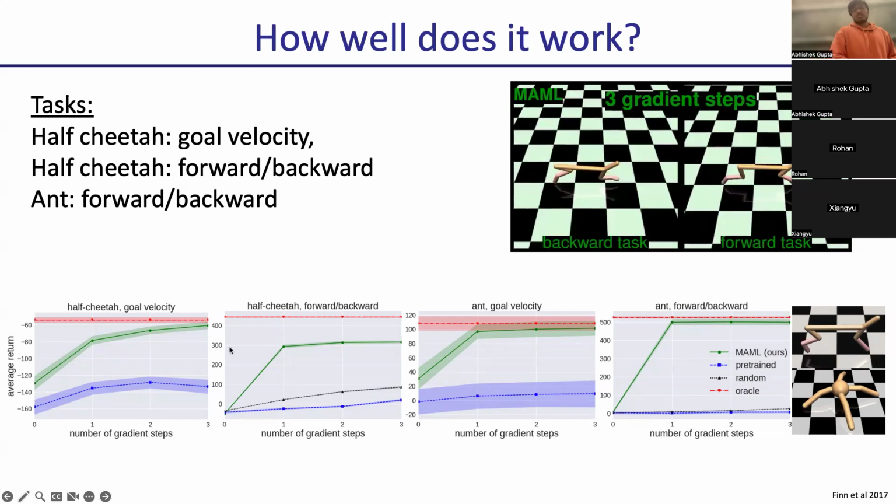And yeah, so this was all the rage in 2017 and 2018. But yeah, it's a cool algorithm. It's just saying the inner loop is gradient descent.